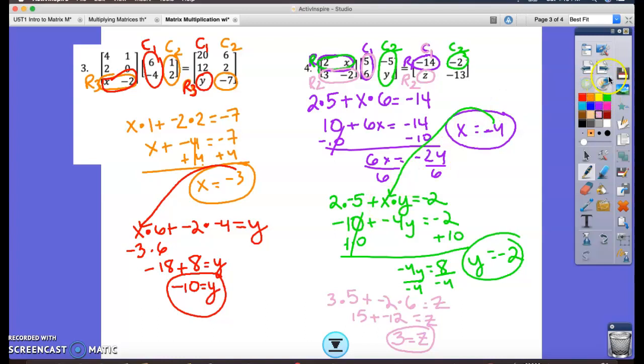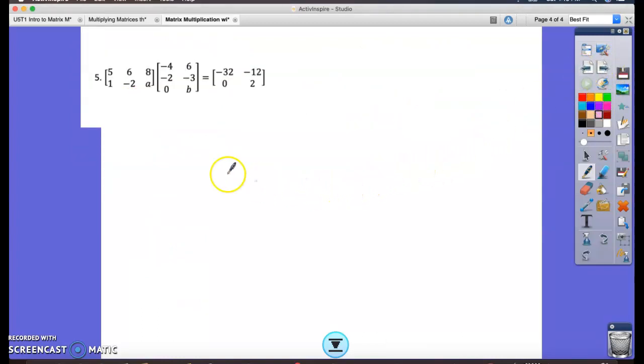We're almost done. I have one more. Next paper. If you need to pause so you can look at them, go ahead. I know I'm going pretty quickly, but I don't want to give you a long video. So let me switch to a pink.